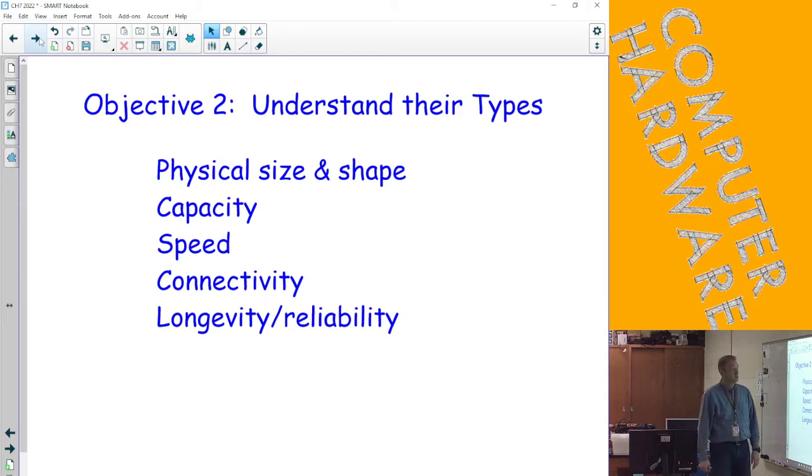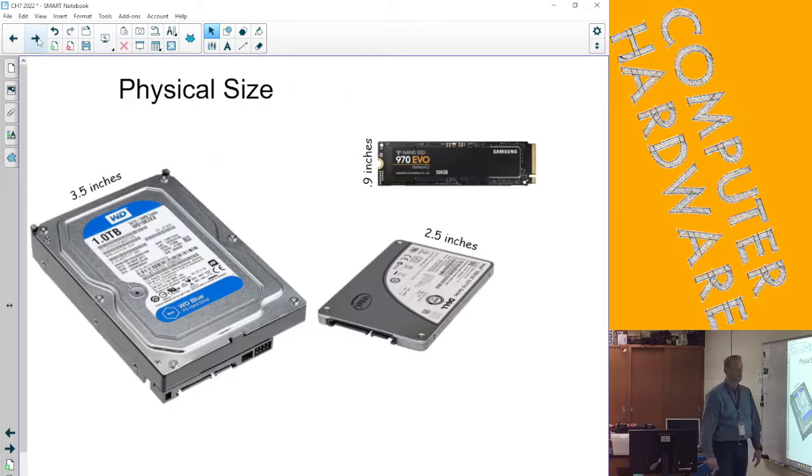Okay, so we're going to talk about the different types of hard drives: physical size and shapes, capacities, speeds, connectivity, and their longevity and reliability. We're going to talk all about that on different kinds of hard drives. So physically, we have basically three different sizes. We have 3.5-inch drives, which are traditional hard drives. Every single traditional hard drive you could buy today is 3.5 inches. That did not used to be the case.